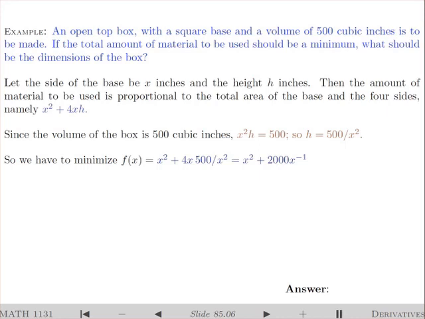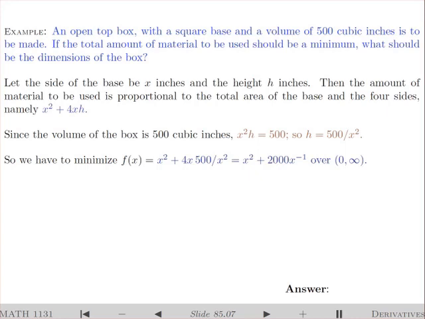They do not give us any restriction about the measurements of the box, which means x can be any positive number. X cannot be 0 because I have to divide by x, or the volume has to be a non-zero number. Obviously x cannot be negative. So I have to find the minimum of x squared plus 2000 x to the negative 1 over the interval 0 to infinity. Let's first find the critical values of this function in that interval.